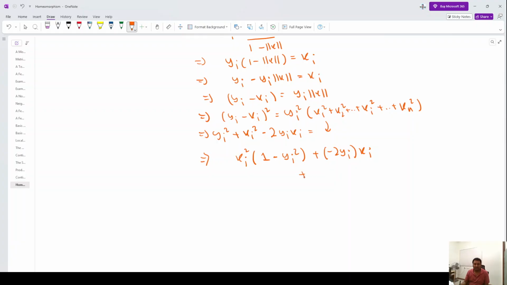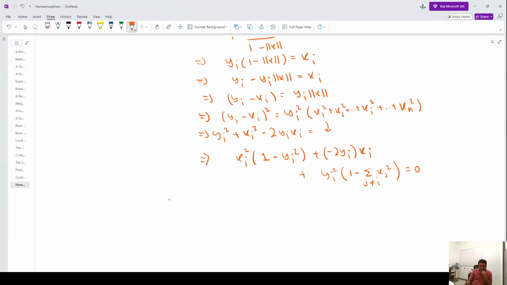Now collect all the others. So yi square, if you see, that would be 1 minus, note that the 1 you have already collected with xi square. So what would it be? It is nothing but the sum of xj square, j not equal to i, equal to 0.